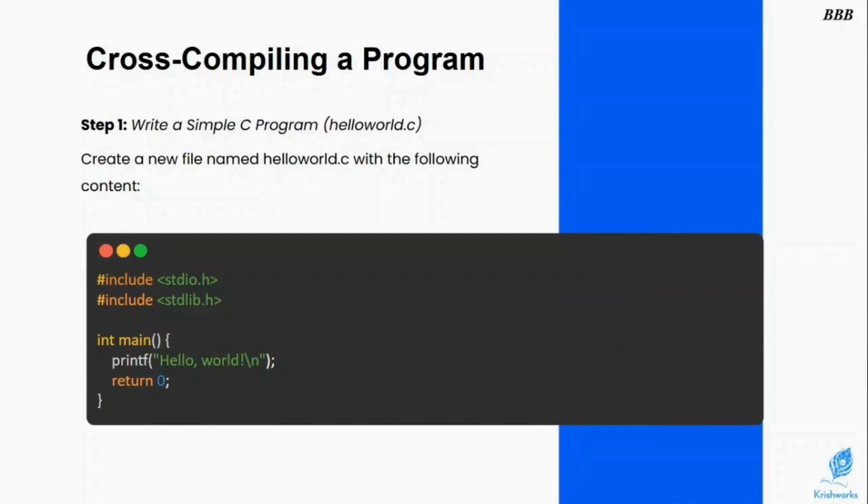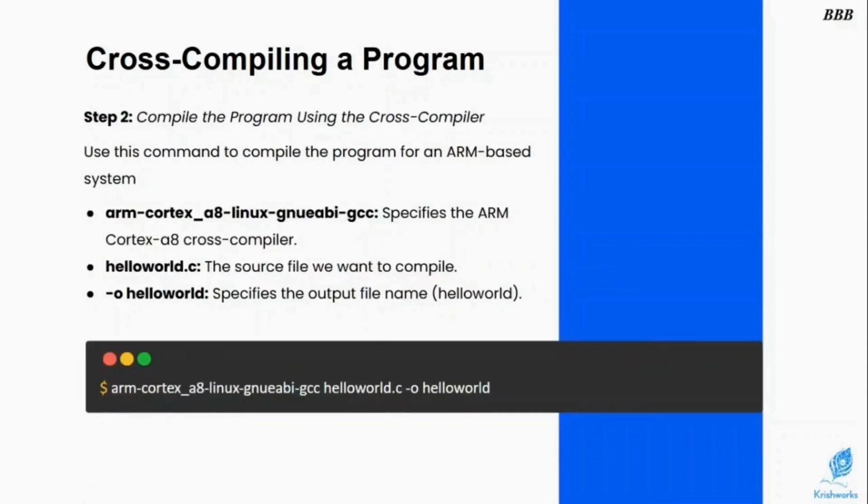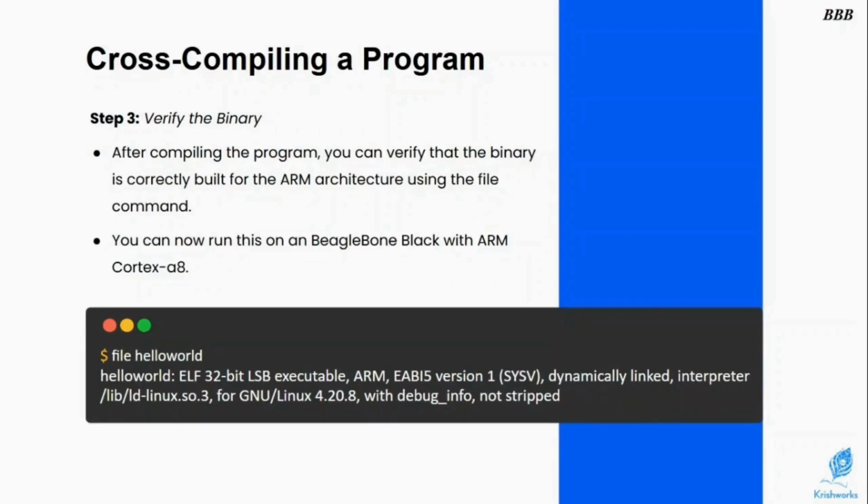Cross-compiling a program. Step 1. Set up your configuration using a C program. Step 2. Use the below command to compile the program for an ARM-based system. Step 3. Verify the build.